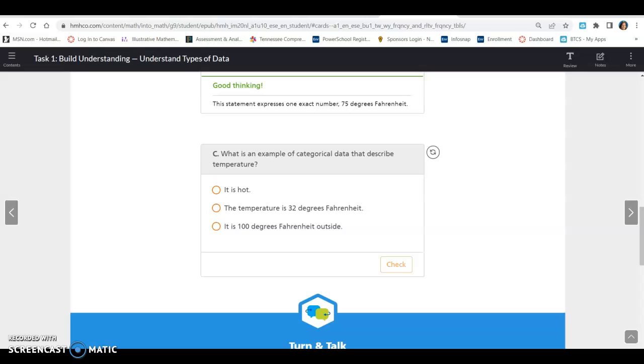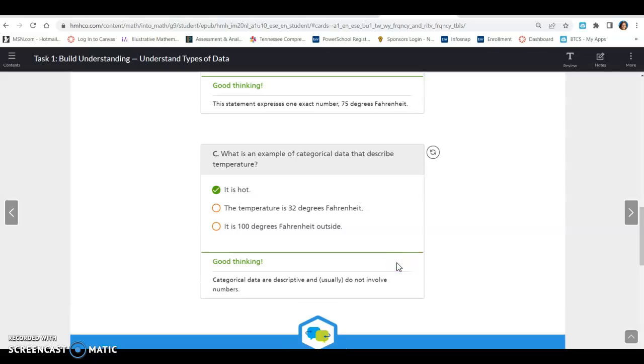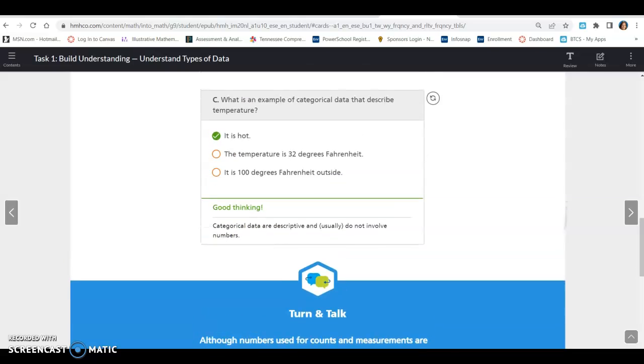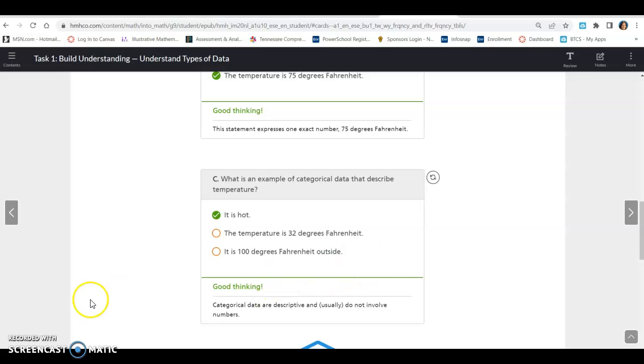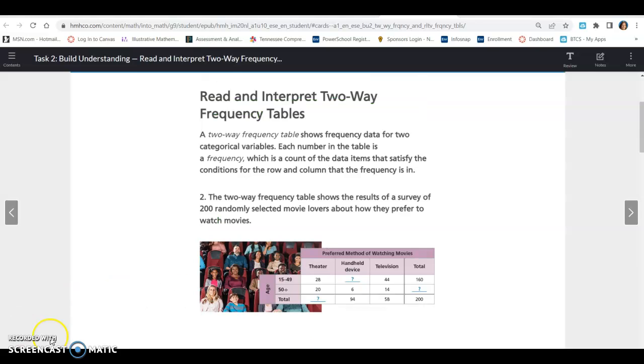All right, what is an example of categorical data that describes temperature? It is hot. The temperature is 32 degrees. It is 100 degrees Fahrenheit outside. So categorical would be it is hot. Hot or cold would be categorical. All right, that's all for task 1. If you have any questions, let me know.